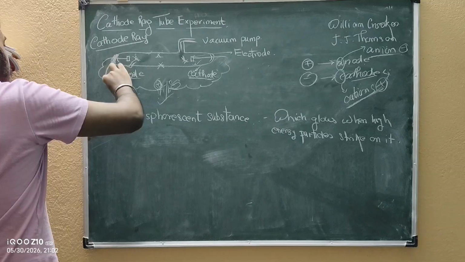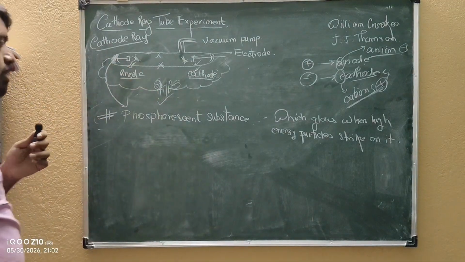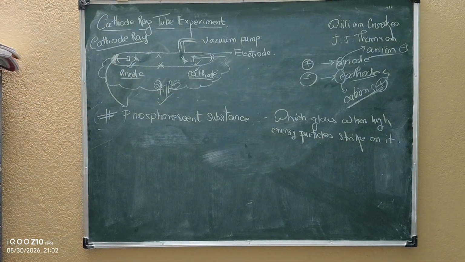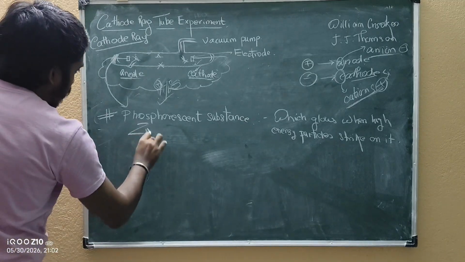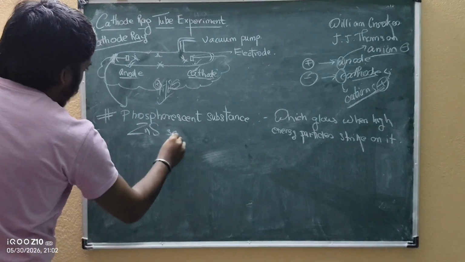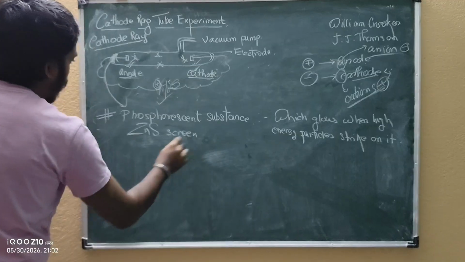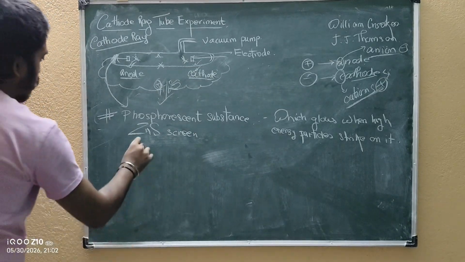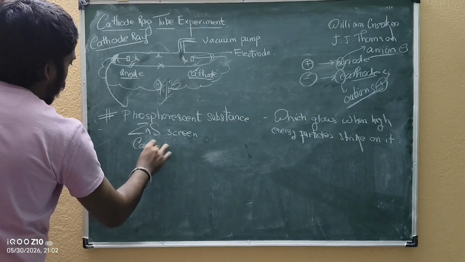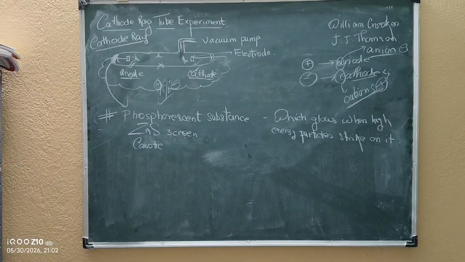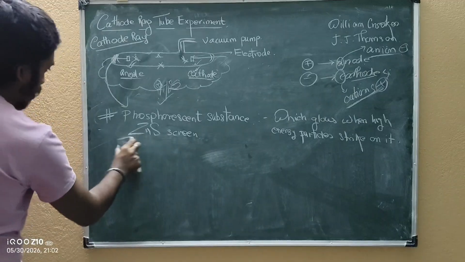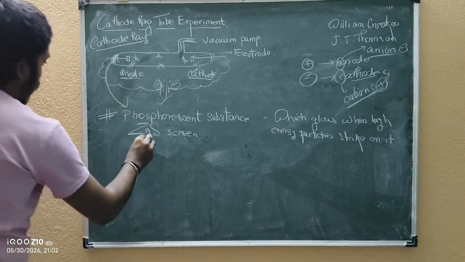Clear? So this is nothing but the phosphorescence. Okay, we have not explained what is phosphorescent substance. Example was not given. So what is the example? Best example you will find is zinc sulfide screen. Other than that, you will also find soda lime glass. Caustic soda is something different. Soda lime glass.